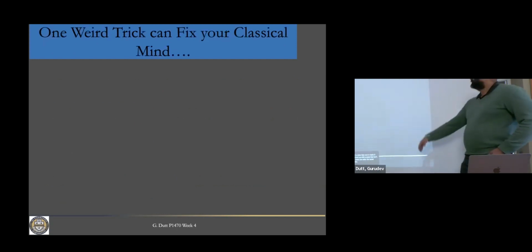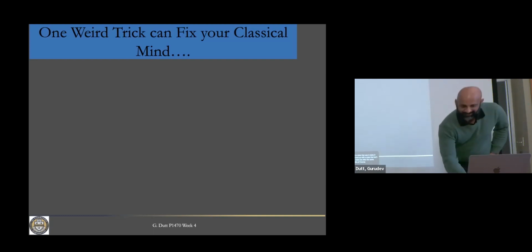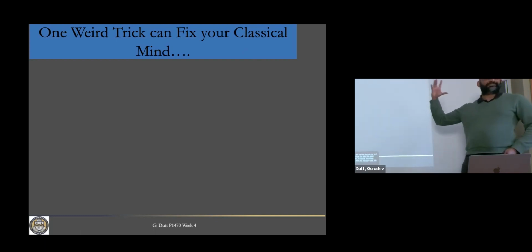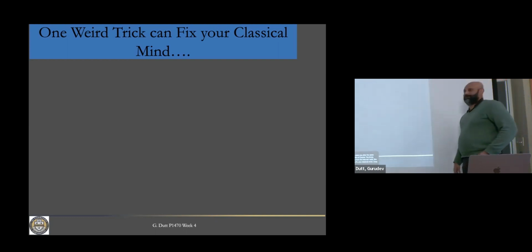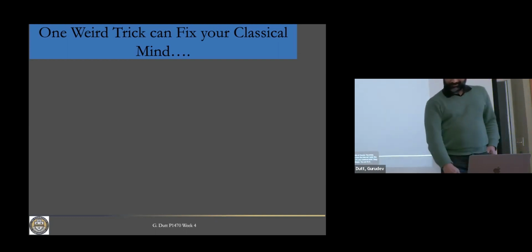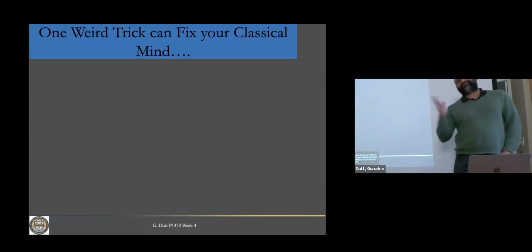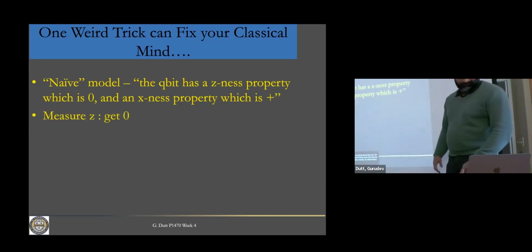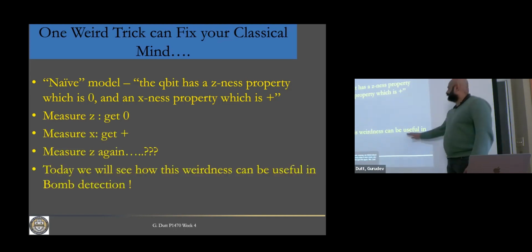And this, of course, taking a tip from the internet, I said, this is one weird trick to fix your classical mind. You can fix it by just thinking about this one fact repeatedly. Every time you think, oh yeah, I understand everything here, just go back and think about this one weird trick, because then it'll blow your mind all over again. So anyway, we talked about this, but I won't go through this again. And so we will see today that actually this weirdness can be useful.